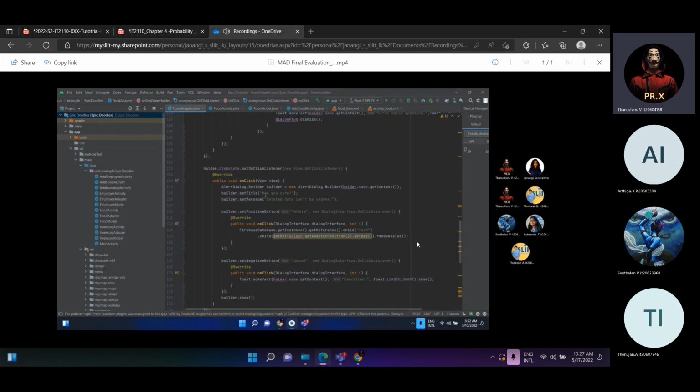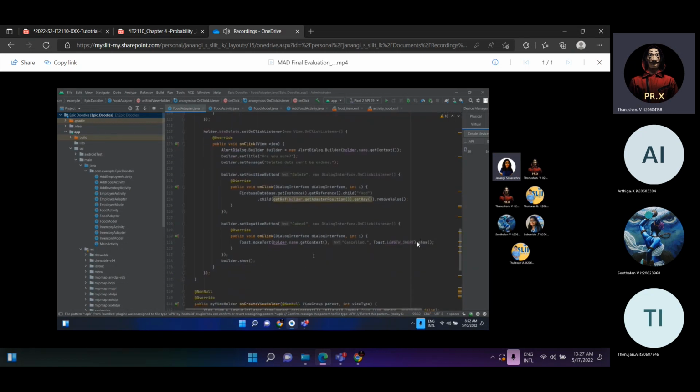The message was, are you sure? This message was displayed on the screen. Alert dialog. Okay. Yes. So in line number 131, you have set toast message length as length short. So what does that mean? This is a short pop-up.